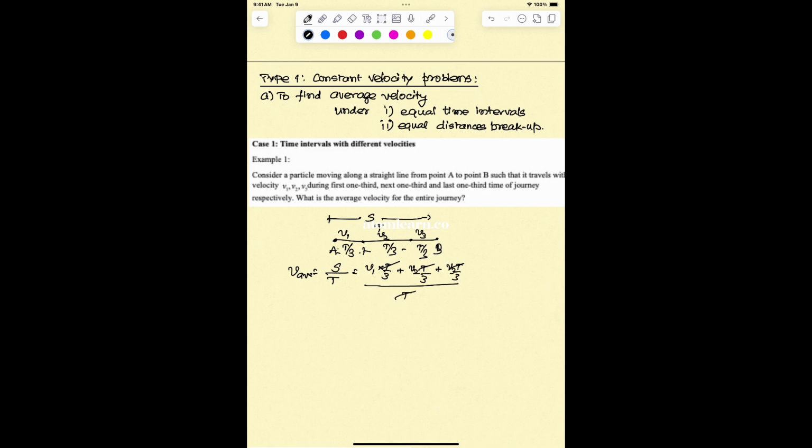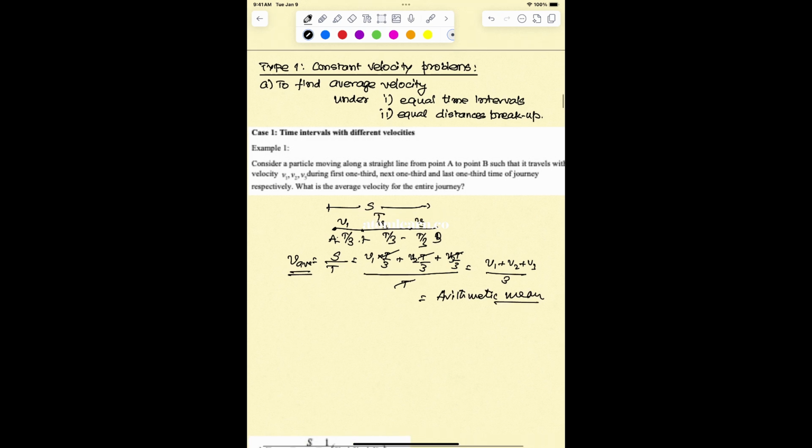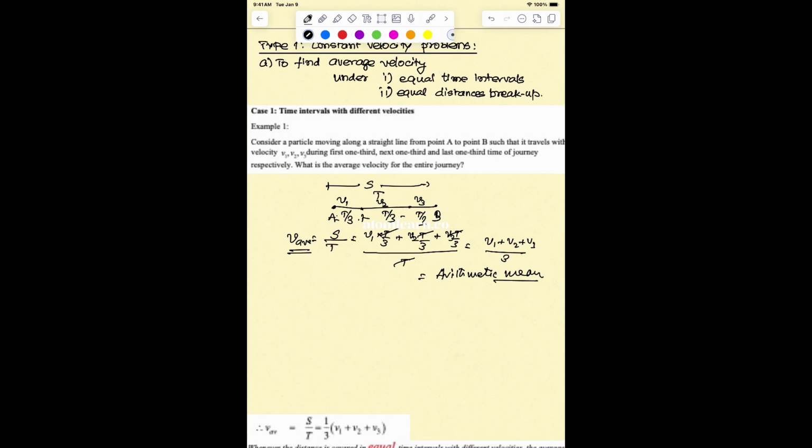Therefore, the final answer becomes: the average velocity for the entire journey is (V1 + V2 + V3) divided by 3. This is nothing but the simple arithmetic average, or arithmetic mean. This is called the arithmetic mean. Therefore, any problem where they give that the velocity varies during the first part, second part, third part, with equal intervals of time as the breakup, V1, V2, V3, then it's nothing but the arithmetic mean, or simple average, of the three velocities given.